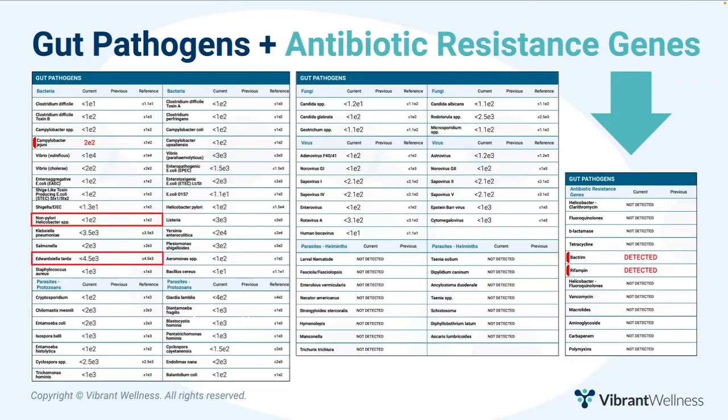The full gut pathogens panel, which appears later in the report in the all markers section, detects 27 harmful bacteria, 14 protozoan parasites, 15 helminth parasites, 6 fungi, and 12 viruses essential for identifying gut infection, including pathogens often missed in conventional tests, such as 9 Helicobacter pylori species and Edwardsiella tarda. The 12 antibiotic resistance genes offer insights into potential treatment challenges.